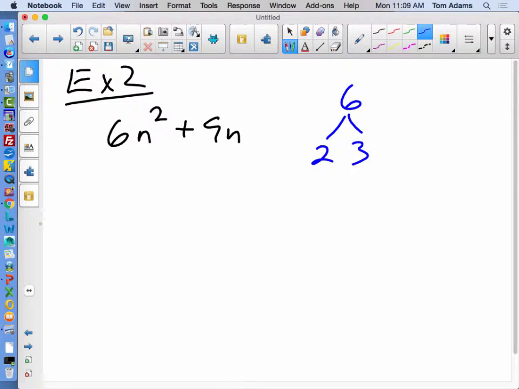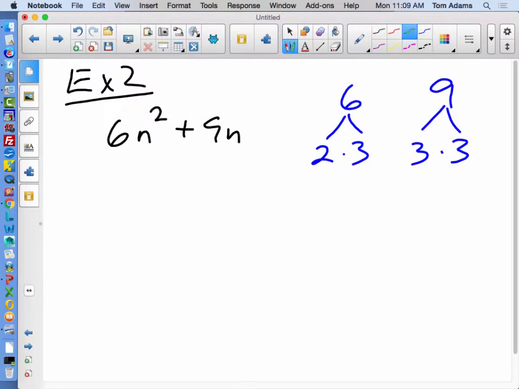If I have 2 times 3 of 6, and this is called prime factorization, basically what I do is I take a term and I find all the factors until I have prime numbers. And then what I do is I look to see what is the greatest common factor.